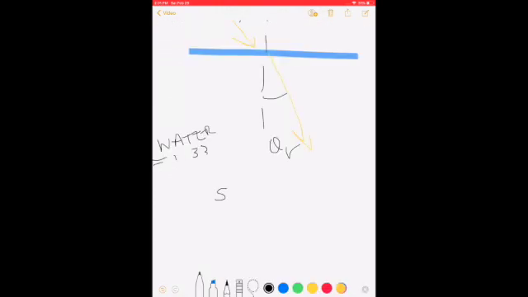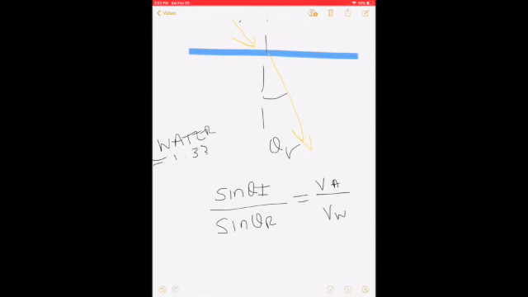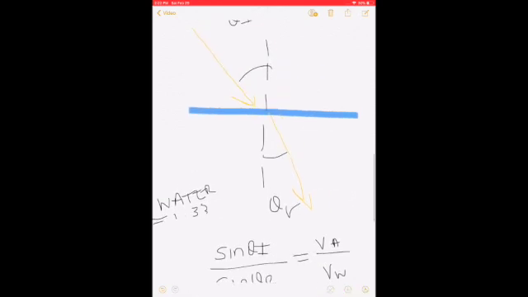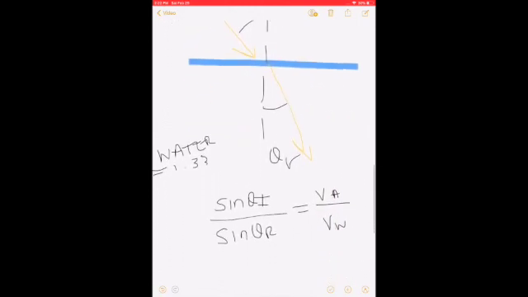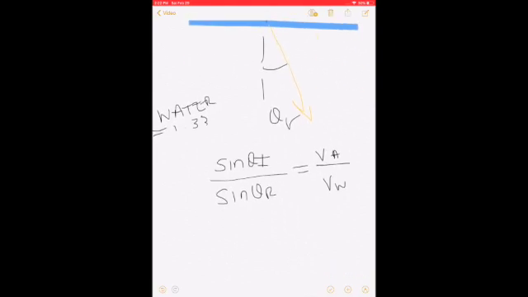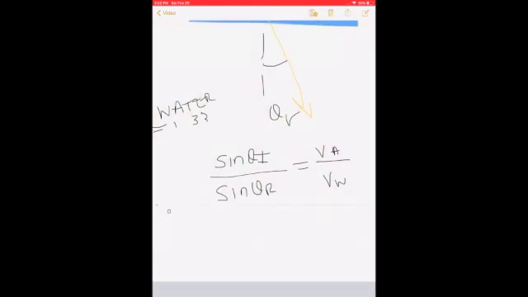So we have the sine theta of the incidence, and the sine theta of the angle refracted is equal to the velocity of light in air versus the velocity of light in water. Okay. So this is one of the versions of Snell's law that you'll see, where it compares the ratio of the sines of the angle of incidence and the angle of refraction as compared to the velocity of the light in the air and the velocity of light in the water.